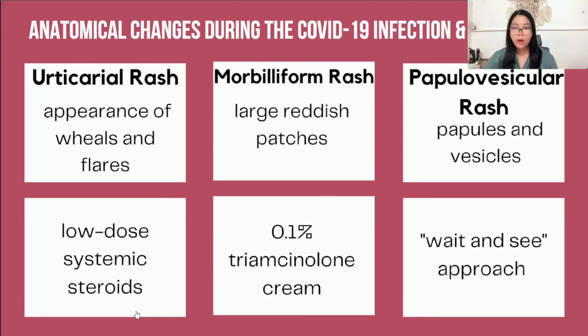Today, I will explain about the integumentary system anatomical change during the COVID-19 infection and treatment. The first one is urticaria rash. It is characterized by the appearance of wheals and flares. To treat it, we will need a low-dose systemic steroid.